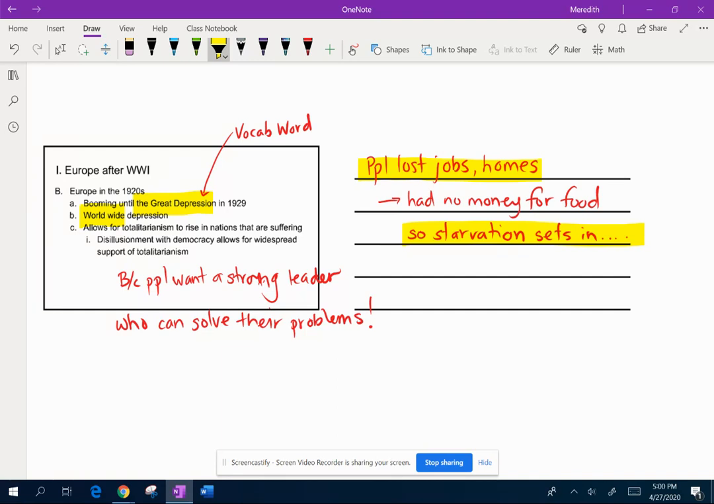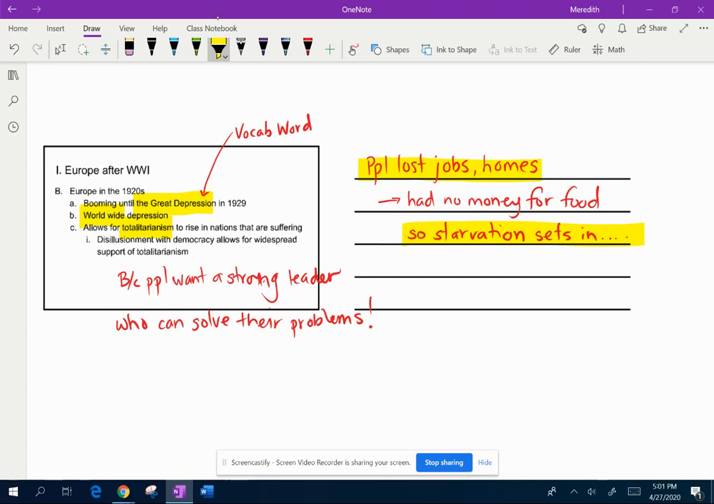Now, when you have a large group of people who don't have a job, and they don't have money and they can't afford food for their families, you're going to have a lot of people who are upset. And so everyone's super upset. And that allows totalitarianism, right? This nice vocab word, or dictators to come to power in nations that are suffering.